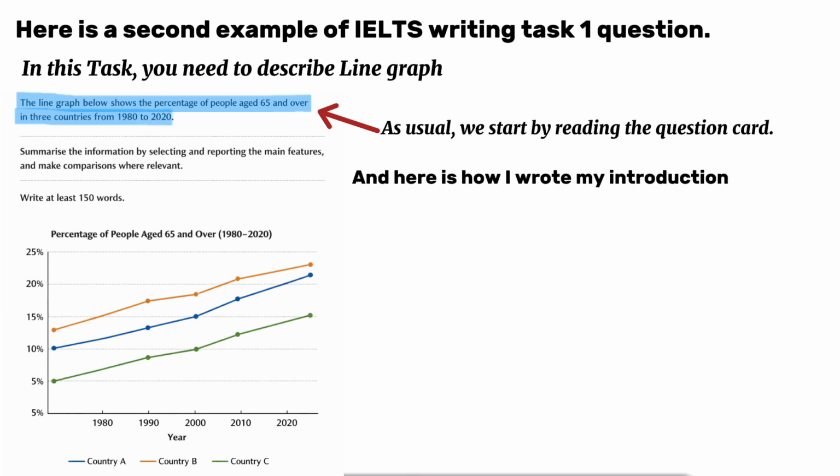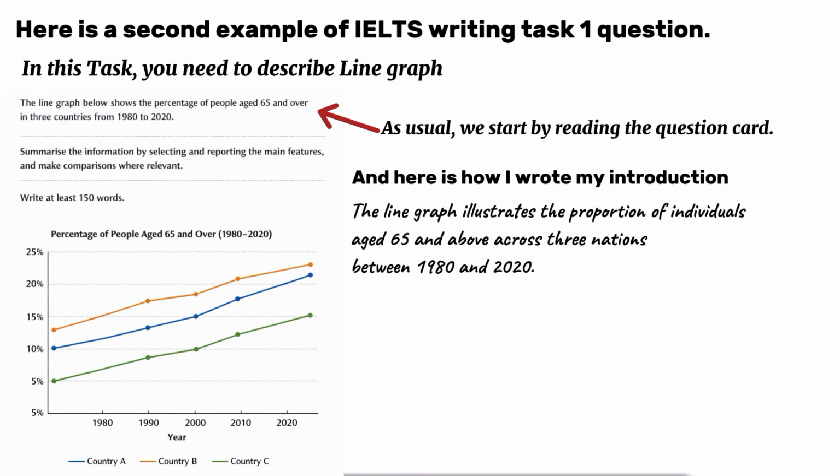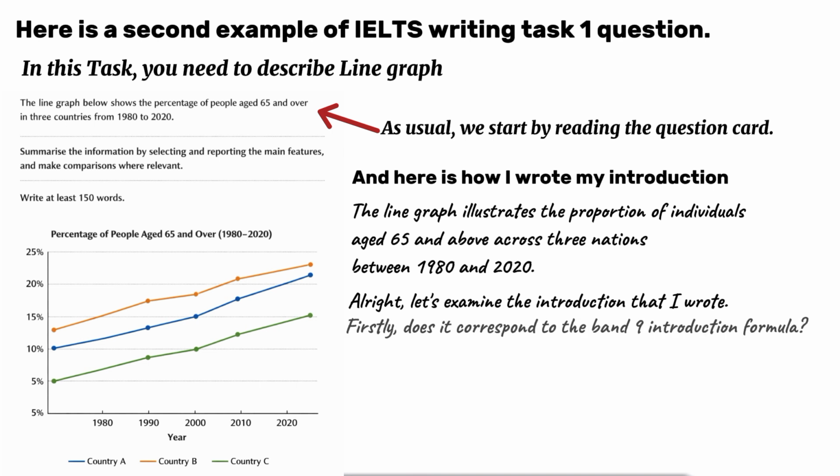And here is how I wrote my introduction. The line graph illustrates the proportion of individuals aged 65 and above across 3 nations between 1980 and 2020. Alright, let's examine the introduction that I wrote. Firstly, does it correspond to the Band 9 introduction formula?